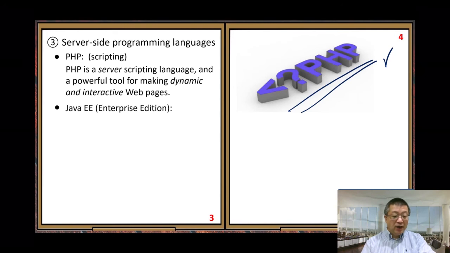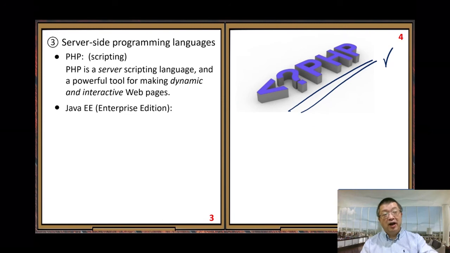Java EE, the second server-side programming language. EE refers to Enterprise Edition. Enterprise Edition, for big companies. Java EE is mainly used for enterprise level, corporation-type companies.